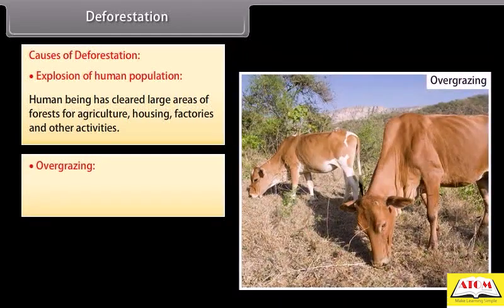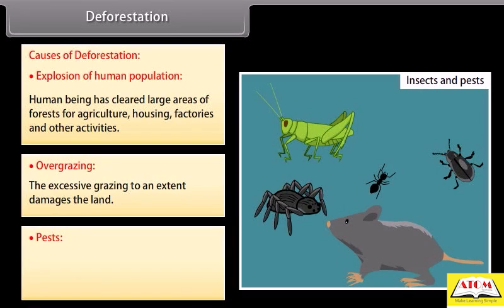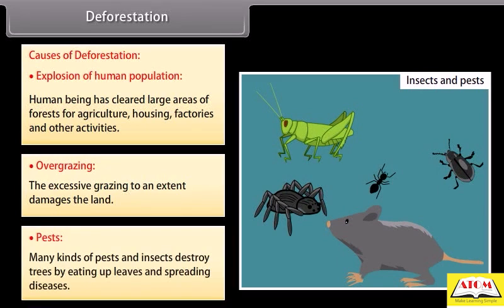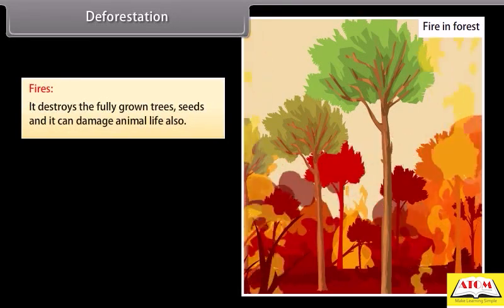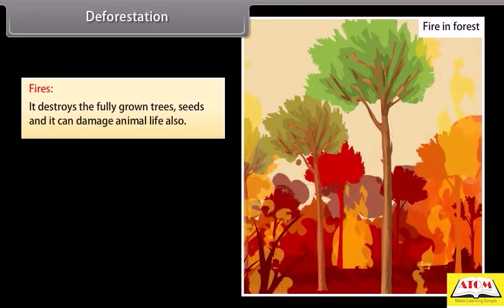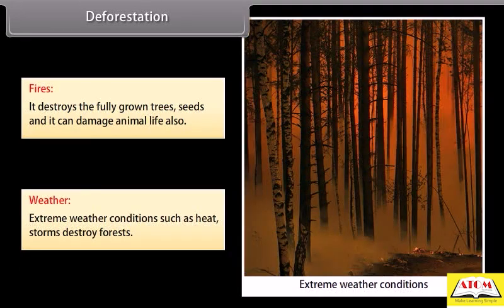Overgrazing. Excessive grazing to an extent damages the land. Pests. Many kinds of pests and insects destroy trees by eating up leaves and spreading diseases. Fires. They destroy fully grown trees and seeds, and can damage animal life also. Weather. Extreme weather conditions such as heat and storms destroy forests.